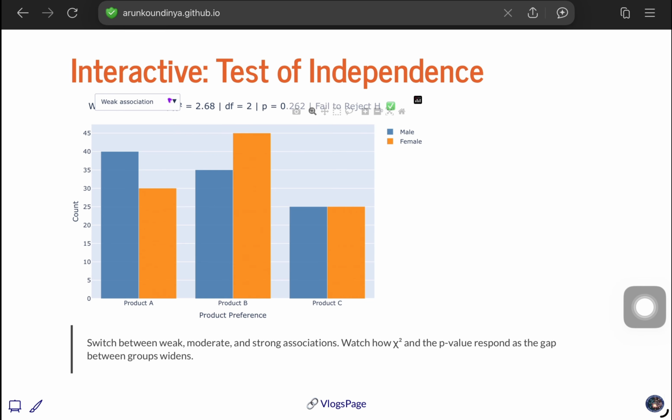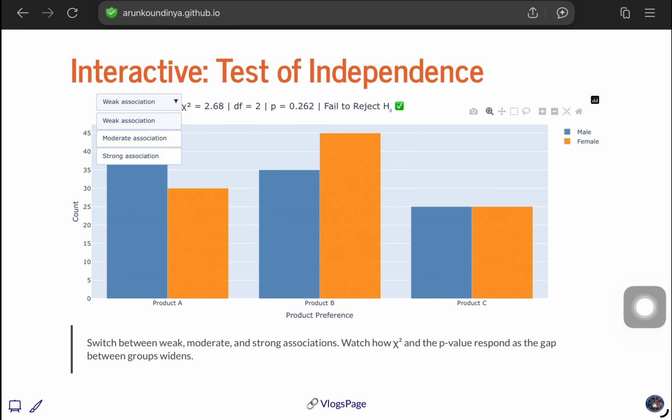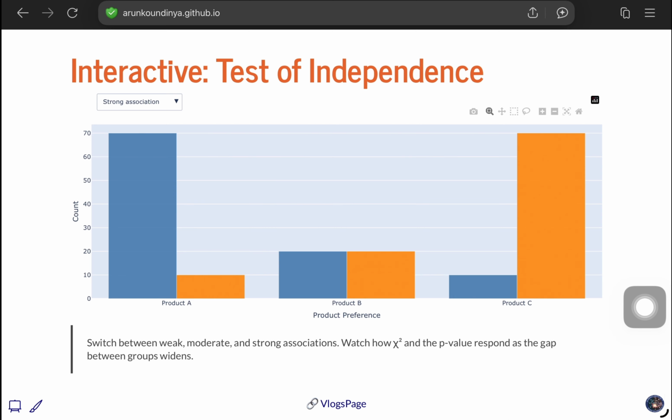Okay, let me just refresh it. Now you can see that this is a stronger association. By looking at the graph, you can arrive at it as well. You can see that females have a lower preference for product A, but a higher preference for product C. This is very simple, but whenever there are multiple categories and products, it is always better to use a chi-square test to tell statistically whether there is a dependence or not.